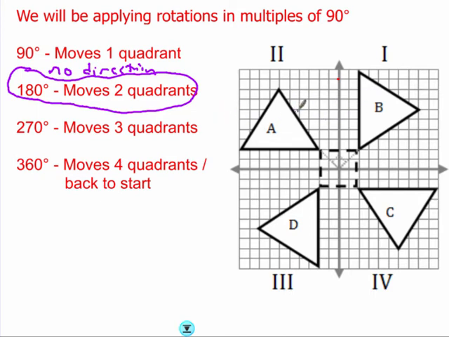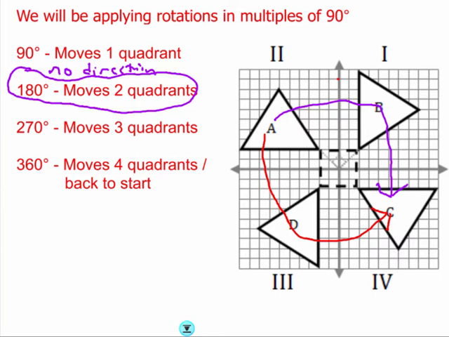For example, if I go 180 degrees from A, that's 1, 2 quadrants. So if I go 180 degrees clockwise, I end up at C. But if I go 180 degrees counterclockwise, 1, 2, I still end up at C. Notice the direction doesn't matter for 180. It also doesn't matter for 360, but for 90 and 270, the directions do matter.